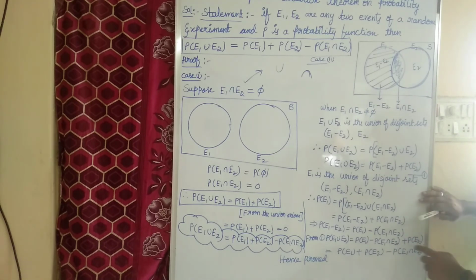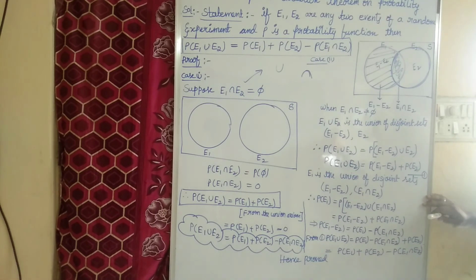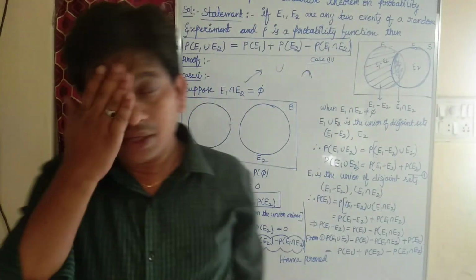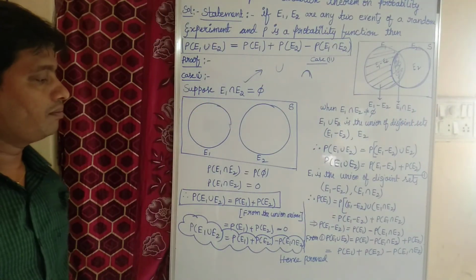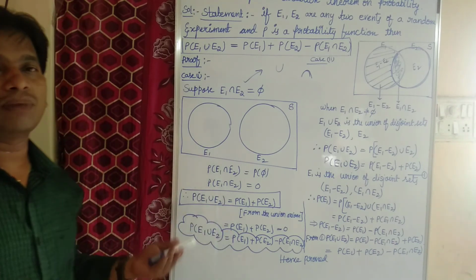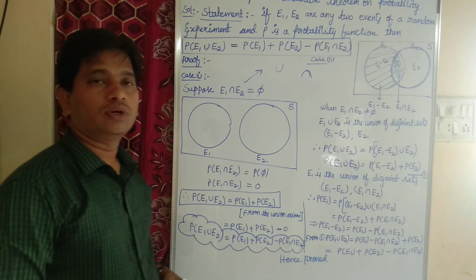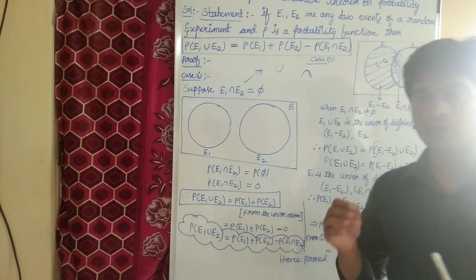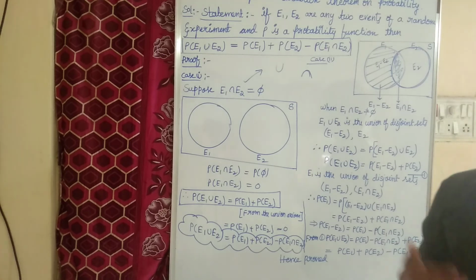Already we have here P of E2. First we wrote P of E1, then P of E2, then minus P of E1 intersection E2. Children, did you understand? What is the function? P of E1 union E2 equal to P of E1 plus P of E2 minus P of E1 intersection E2. Hence proved. Children, you need to repeat, practice twice or thrice.